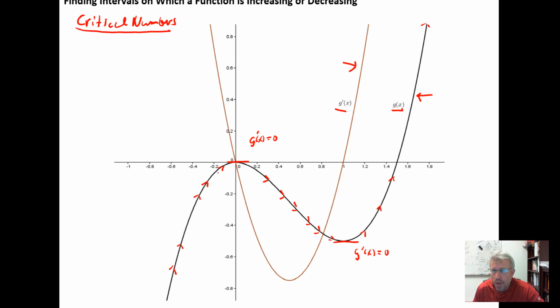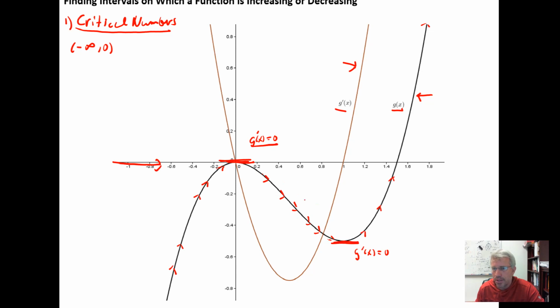So if we want to find intervals over which the function's increasing or decreasing, step one is to find critical numbers. And then you use those critical numbers to set up test intervals. So I'm going to run on the x-axis from negative infinity all the way up to 0, because at x equals 0, the derivative is equal to 0, and that gives me that break between increasing and decreasing function.